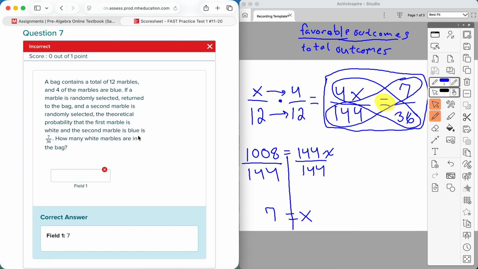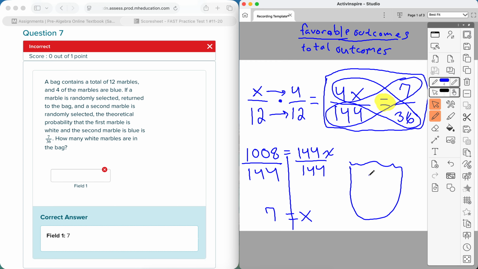And let's see. Yeah, so that means there was 1 marble in the bag that wasn't white or blue. Maybe it was red. So 4 blue, 7 white. One, 2, 3, 4, 5, 6, 7, 8, 9, 10, 11. So there was 12 marbles in this bag, and there was one that wasn't these. And I think that's the mistake most people would make on this problem, is just assuming that there's only white and blue in the bag. It's tricky.